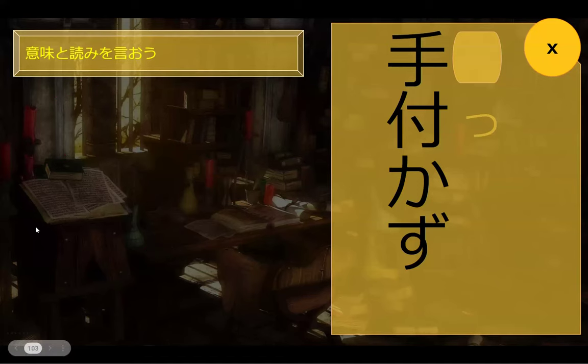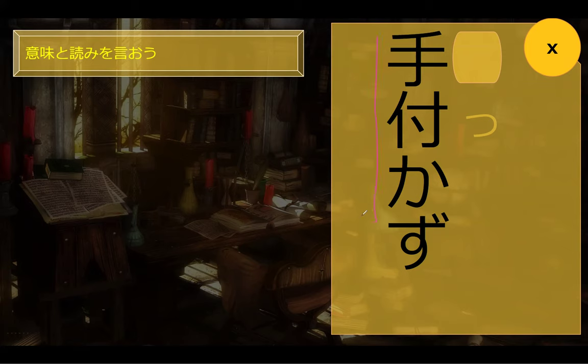Can you read this word for me? Te tsukazu. So we have hand and to not attach. This means to not put your hands on something, right? Tetsukazu.